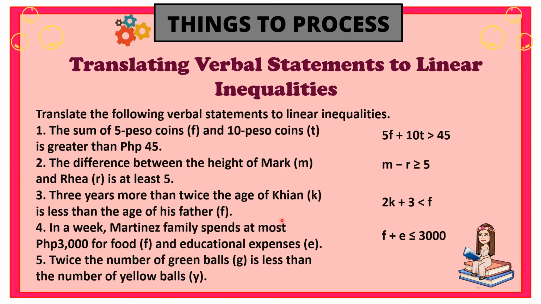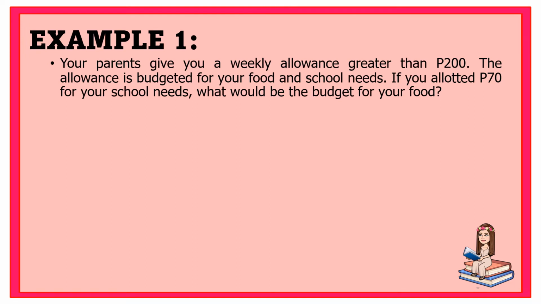Then for the fifth one, twice the number of green balls. So 2G is less than the number of yellow balls na Y. I hope naintindihan po yung pagta-translate ng verbal statement ha. Then we proceed. Let us have our first example.